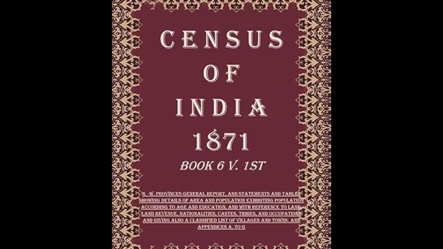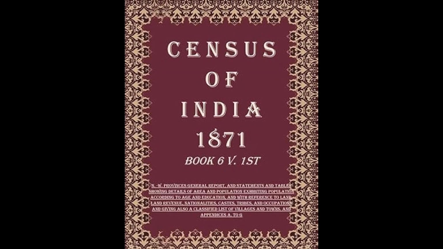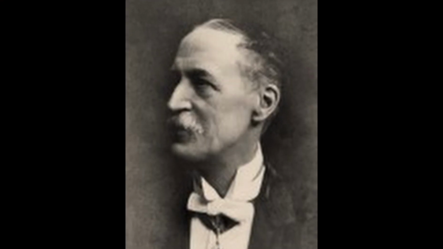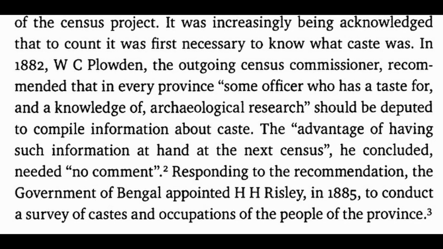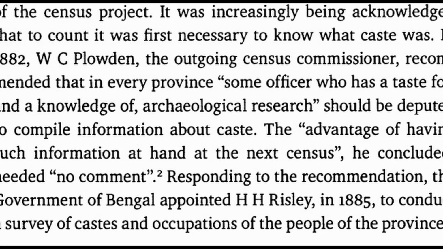Because of how heterogeneous the jatis were and how Indians understood their own jatis or their own identities, W.C. Plowden, who was the census commissioner, had no idea how to codify and enumerate these people in the census. And the governor of Bengal appoints H.H. Risley in 1885 to conduct a survey of caste and occupations of the people of the province. H.H. Risley goes on to become the next census commissioner in 1901.